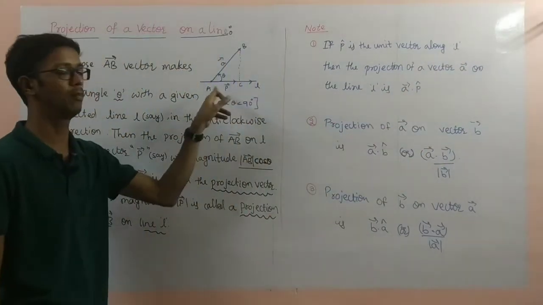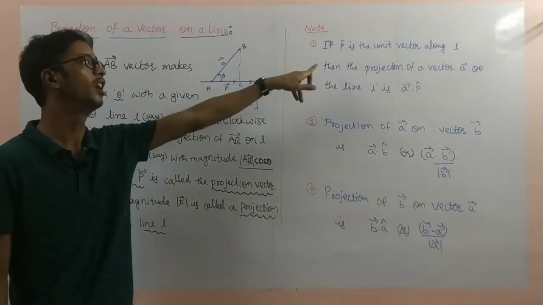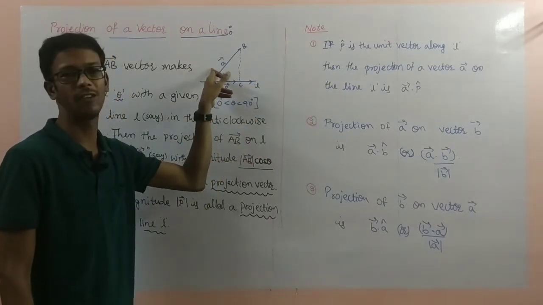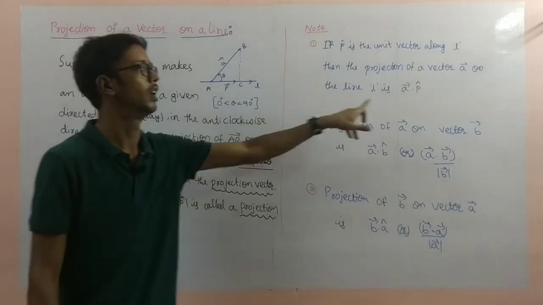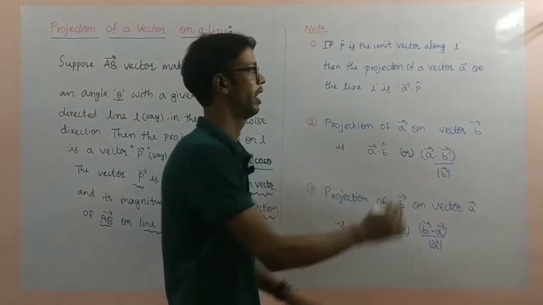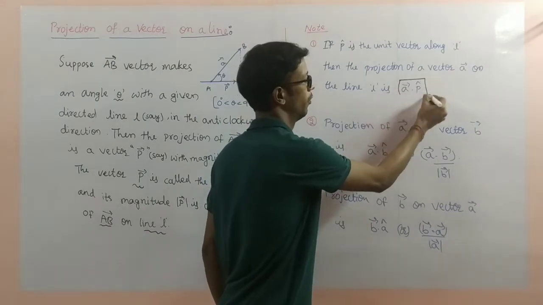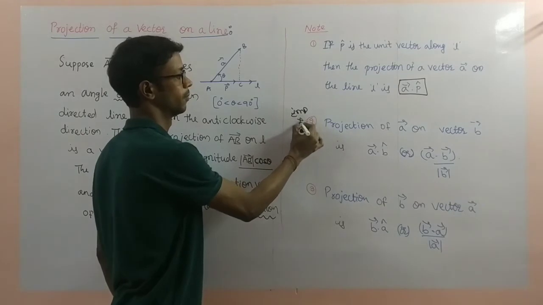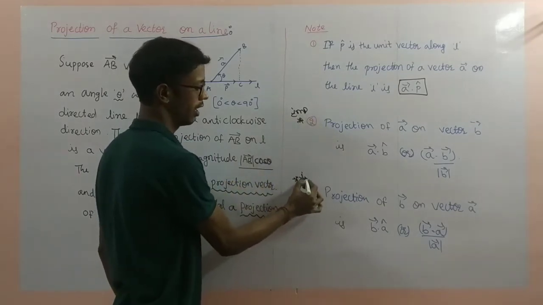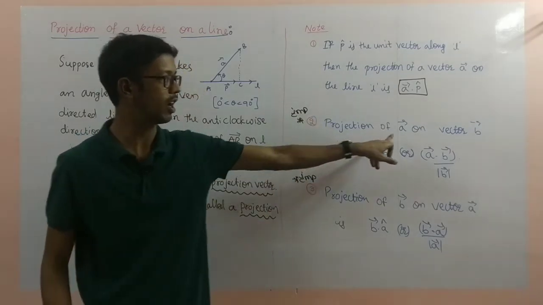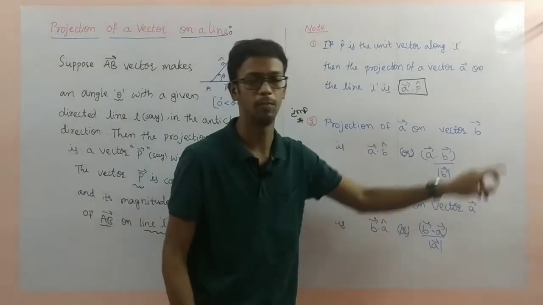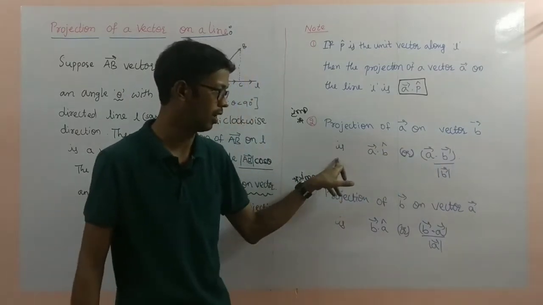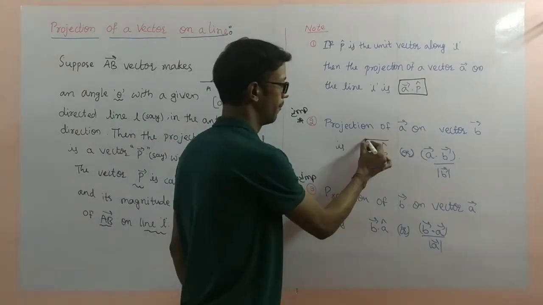P cap, for example, this directed line L having the unit vector P cap, and A bar is a vector. Then the projection of A bar on L is A bar dot P cap, if P cap is a unit vector. And one more, points 2 and 3 are very, very important. Projection of A bar on vector B bar: the projection of vector A bar on B bar is nothing but A bar dot B cap.